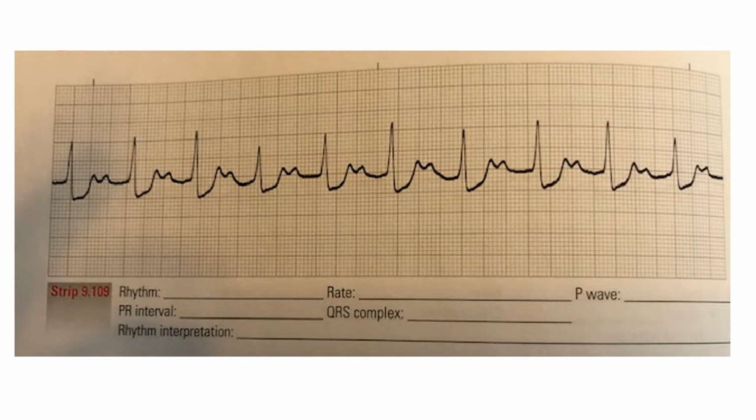We can measure the PR interval, which is 0.28 to 0.32. That is long, so your PR is measuring from the beginning of the P to the beginning of the QRS, and therefore that classifies this as a prolonged PR. The QRS is normal, so it is 0.06 to 0.10. So your interpretation for this rhythm is you have a normal sinus rhythm with a first degree AV block.